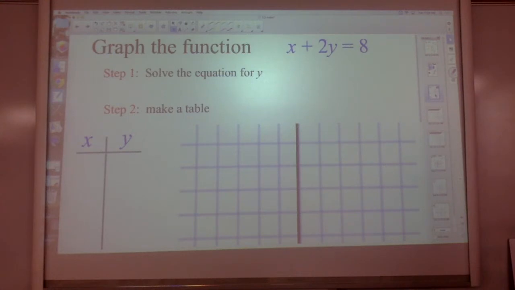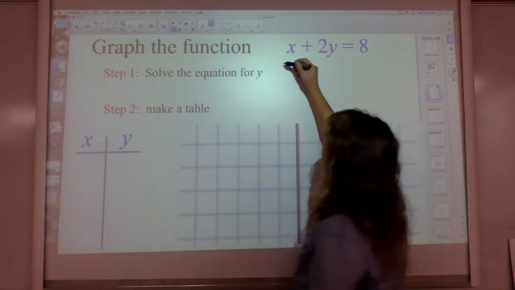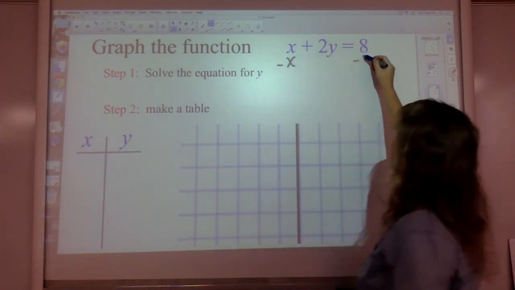Let's do the same thing for this one. Graph the function x plus 2y equals 8. We can't graph the function until we solve the equation for y. Here's where all that work comes in from what we did before.